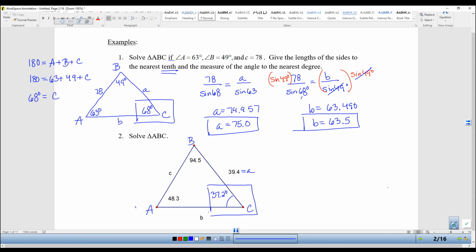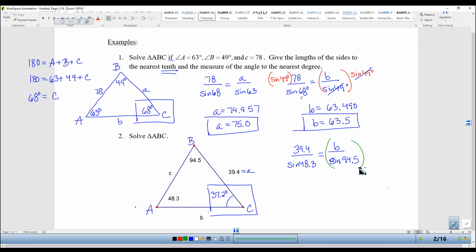Now that I have a matched pair, I do, I have the A. So I'm going to go ahead and do 39.4 is to sine of 48.3 is equal to, and now I can do either one. So I guess I'll just do B is to sine of 94.5.